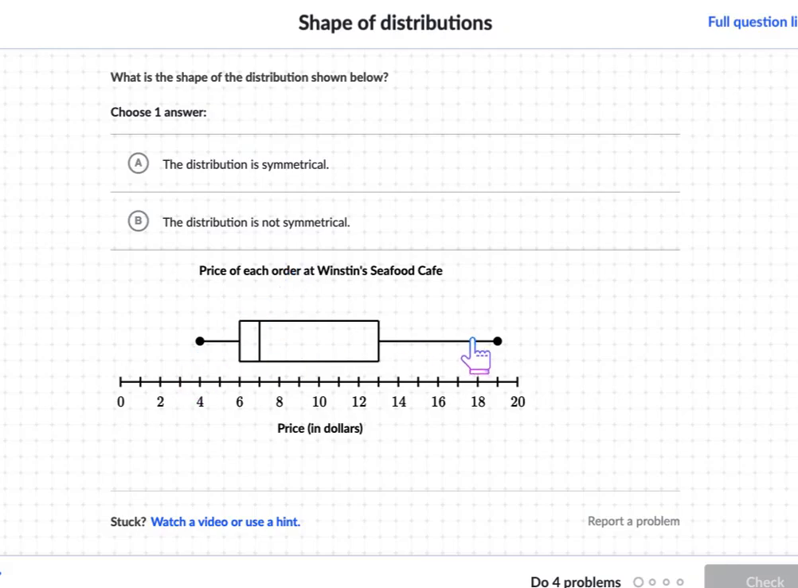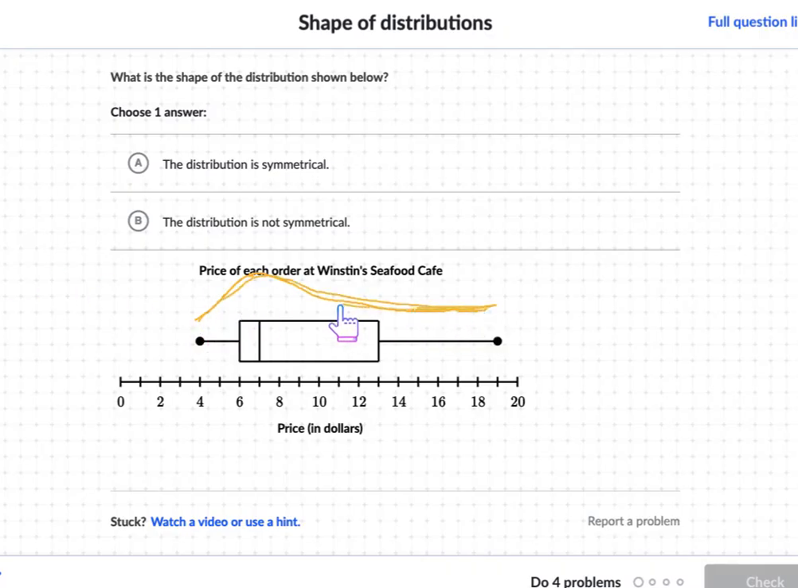Something I like to do when I have box plots, since I can't see the data, is I'm going to draw what my distribution would look like. Here's a long tail, so I already know it's going to be skewed. And then I see my median is super on the left-hand side. It should be in the middle here, but it's not. So that means there's going to be a huge peak here, and it's going to trail off on the other end. So there's a tail.